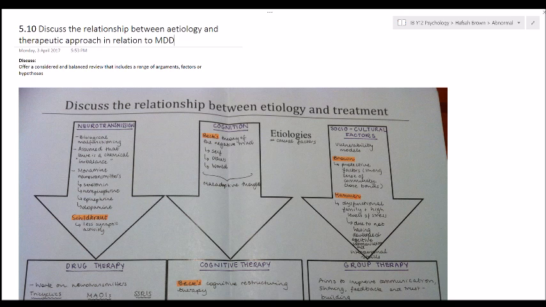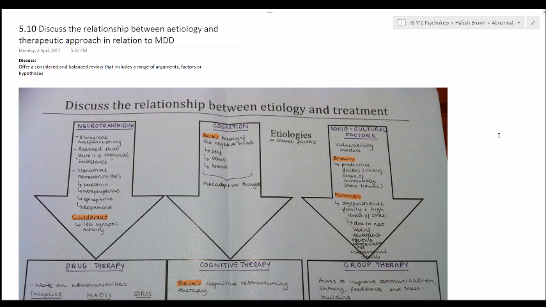So this dot point is really looking at causes or aetiologies and how that relates to the type of treatment that is given to a person. The three main aetiologies that we're going to be looking at today are neurotransmission, cognition, and sociocultural factors. Before we get started, you might just want to note down the main relationships. Neurotransmission relates to drug therapy. Cognition refers to cognitive therapy. And sociocultural factors relate to group therapy.